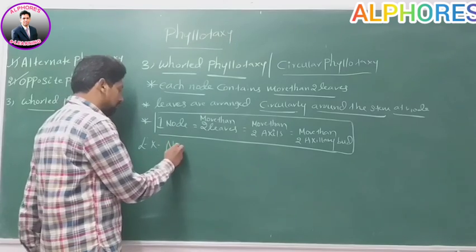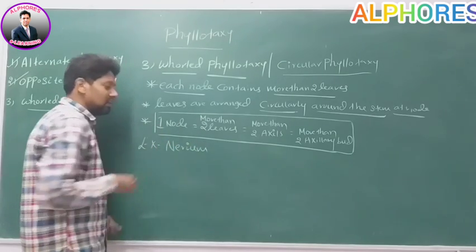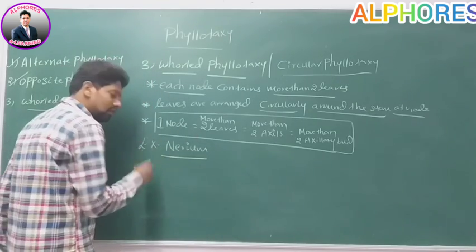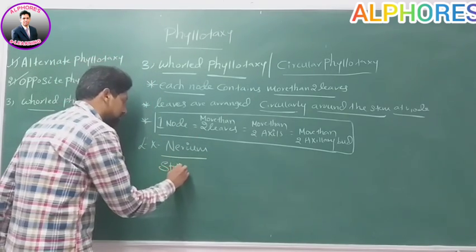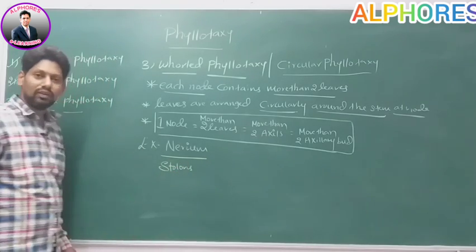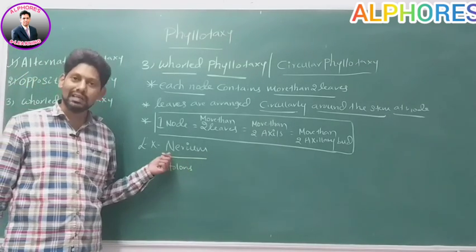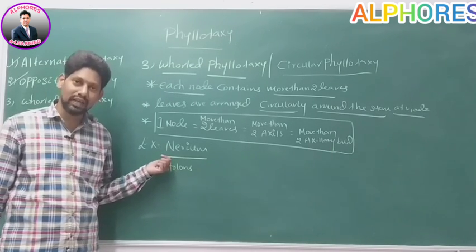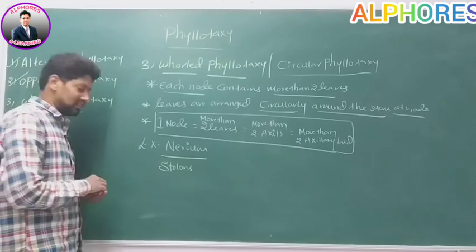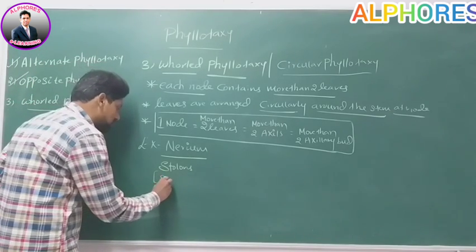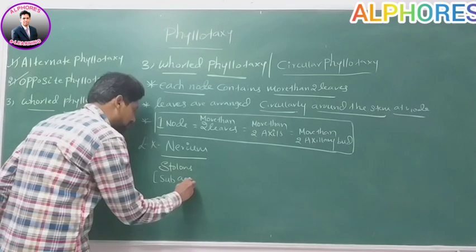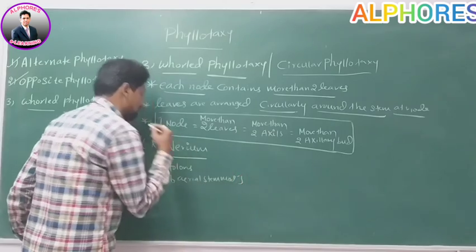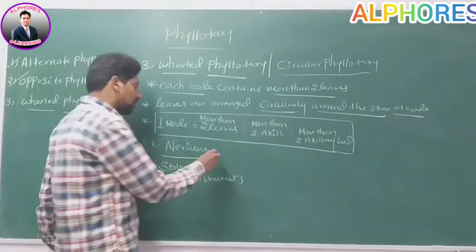Number one, Nerium. Sir, where did we get this Nerium plant? We got this Nerium in the case of stolons. Wherever you get one example, you have to recall whether that example was previously covered or not. Stolon is a type of which stem modification? It is a type of subaerial stem modification. Is it okay? Right. Now go for the second example.